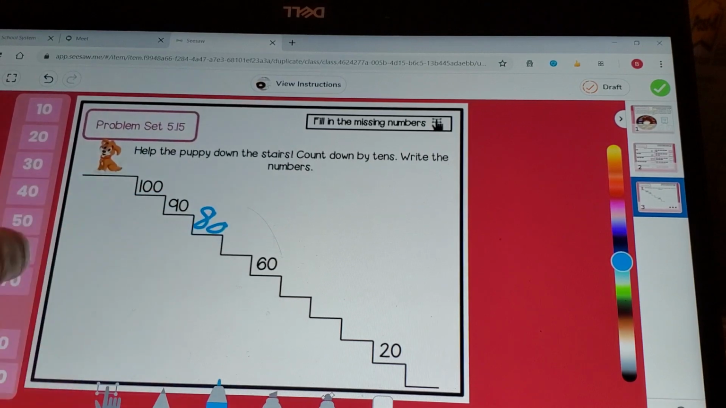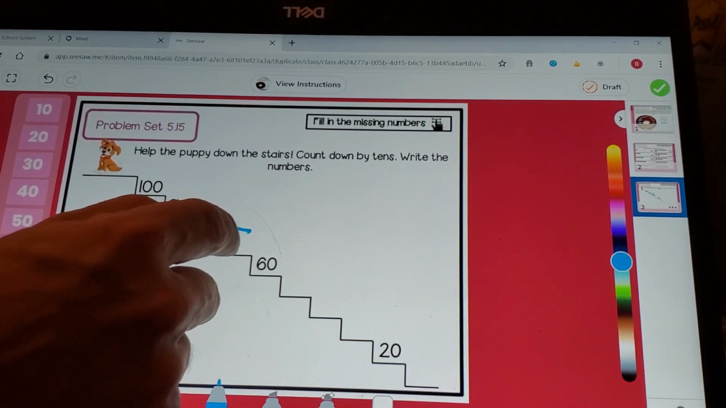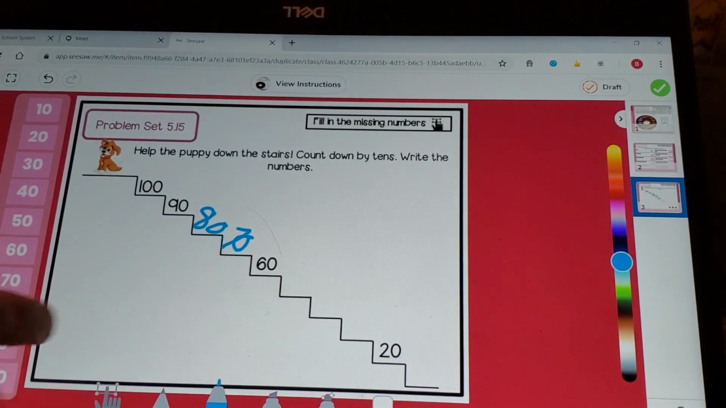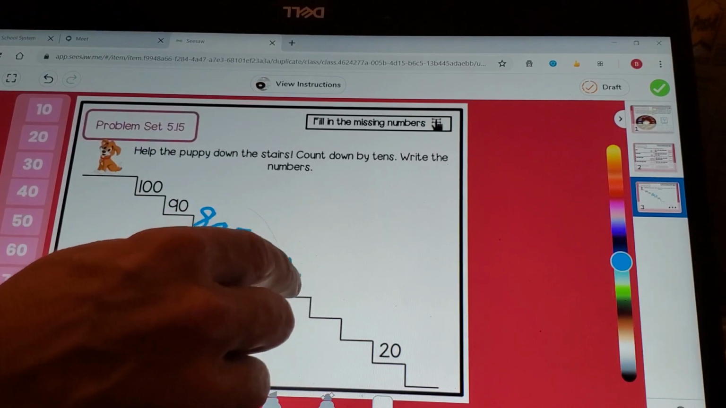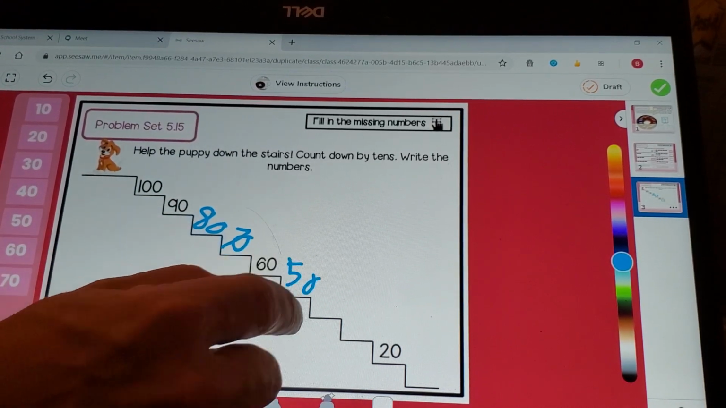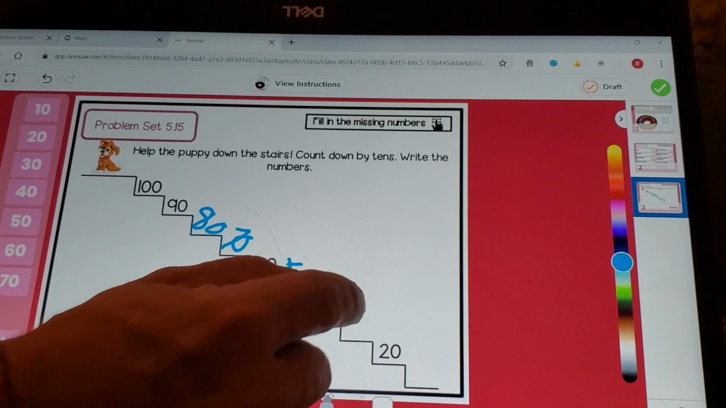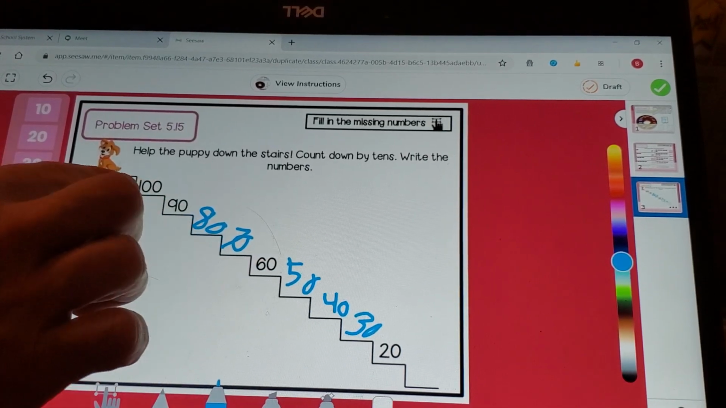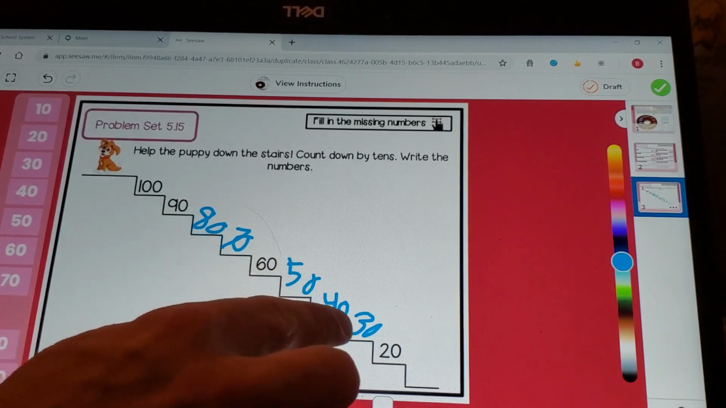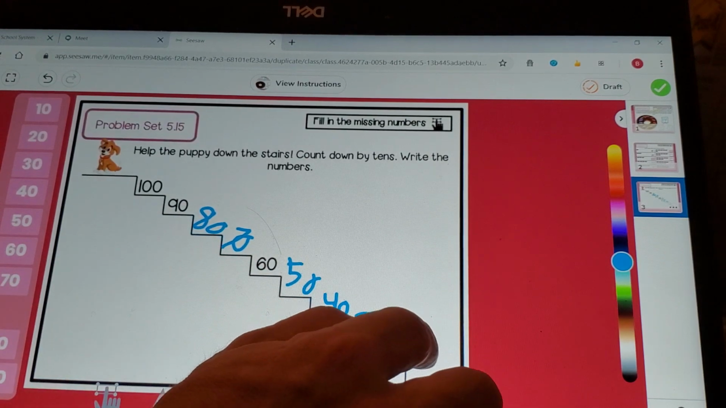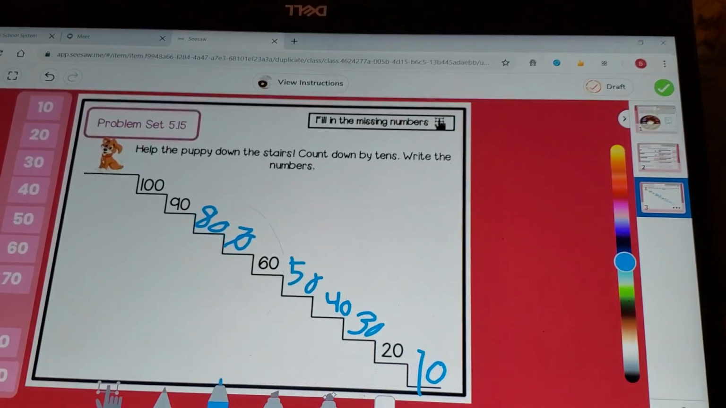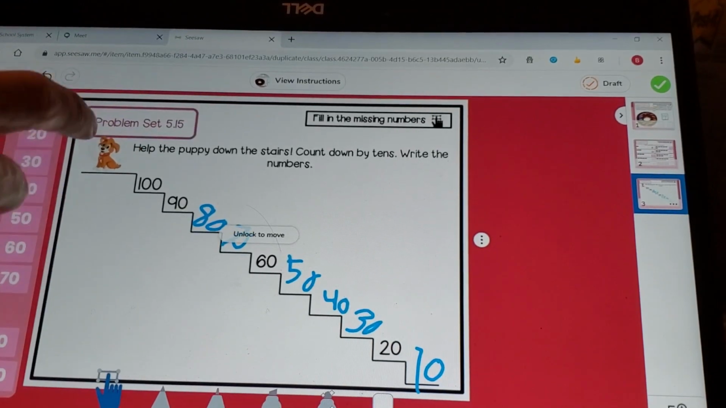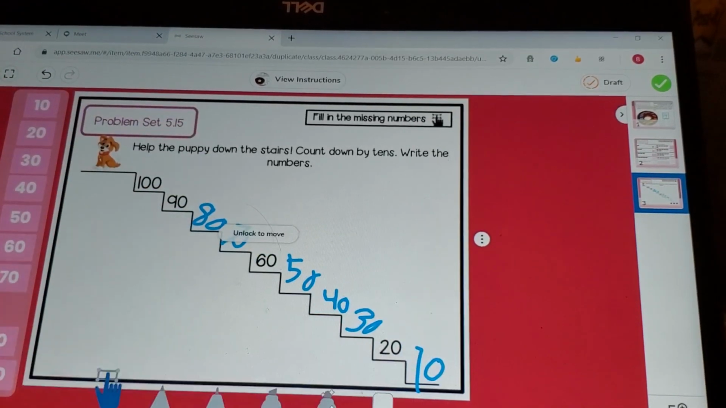80. 10 less would be 70. 60. 10 less is 50. 10 less is 40. 10 less is 30. See how the number goes down by 1 each time. And 10 less than 20 is 10. Boys and girls, that would help our little puppy go down all these steps.